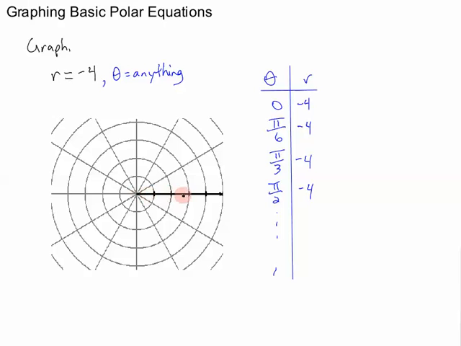So if theta is 0, that means on the polar axis here, the r value is -4, so you don't go to +4, you go to -4, which is in the opposite direction. So 1, 2, 3, 4. So you plot that point. And then at pi over 6, which is here, you go to -4 as well, so you go 1, 2, 3, 4 this way. And at pi over 3, you do the same thing, and then at pi over 2, and you can see that at every angle you're going to go in the opposite direction, 4. And so the result is a circle of radius 4.